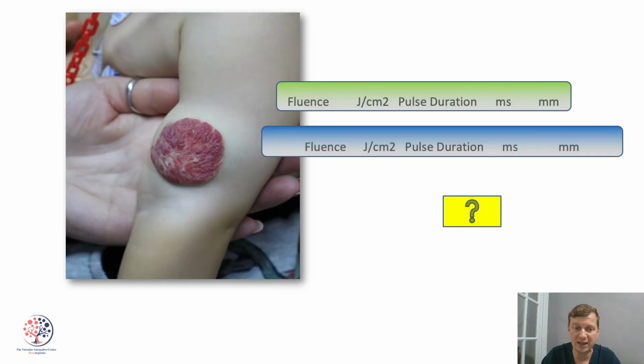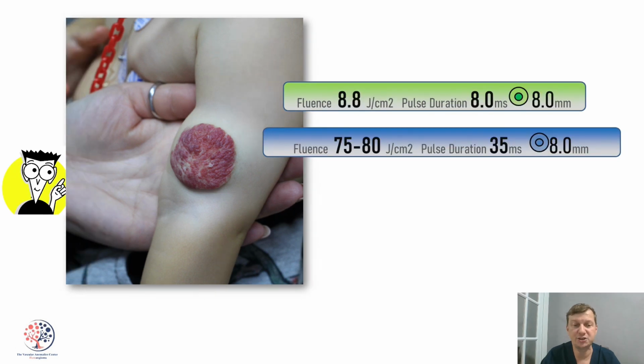Well, for the last one, he will present a 60-month-old male patient. As the child has a contraindication to beta blocker therapy, we decided to proceed with a laser treatment under general anesthesia and to combine long pulse and KTP.